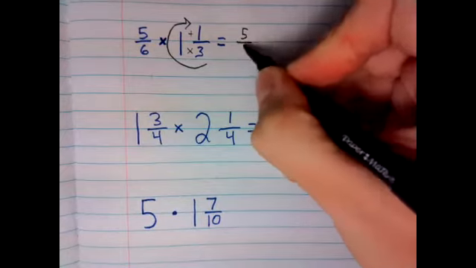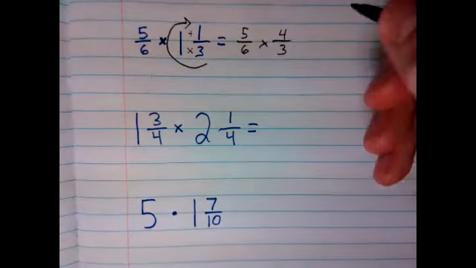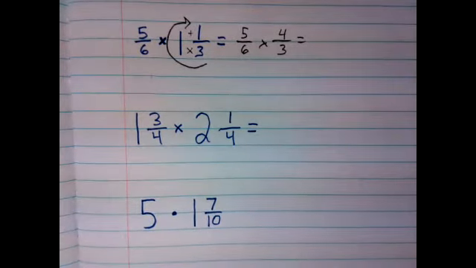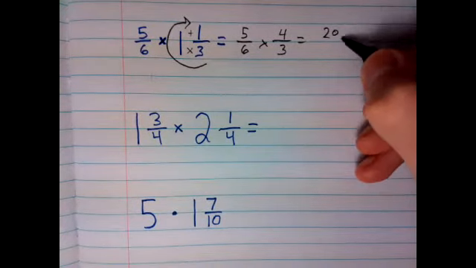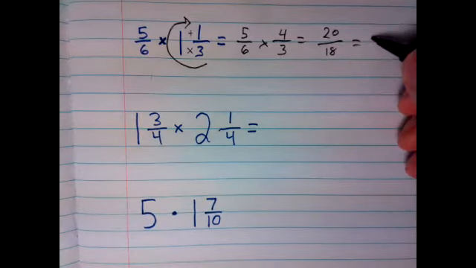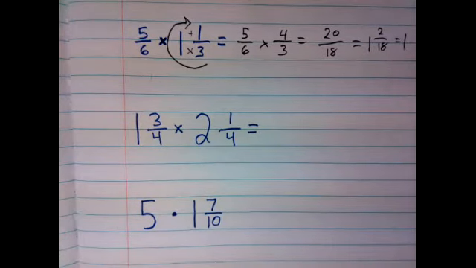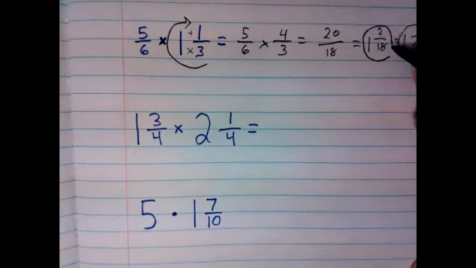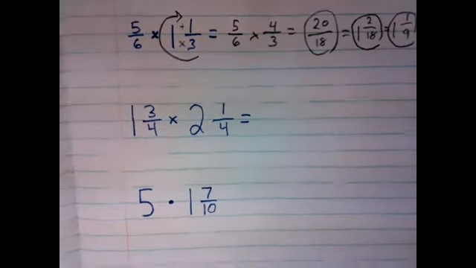So now I can rewrite this as 5/6 times 4/3. Then I can solve. Numerator times numerator, denominator times denominator. 20 over 18. Divide down. I get 1 2/18. I can simplify to 1 and 2 goes into itself 1 time. 2 goes into 18 9 times. Correct answer. Oh, I think I'm a little out of range. Let me zoom out a bit.